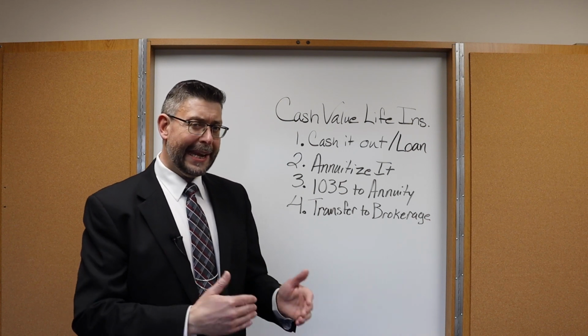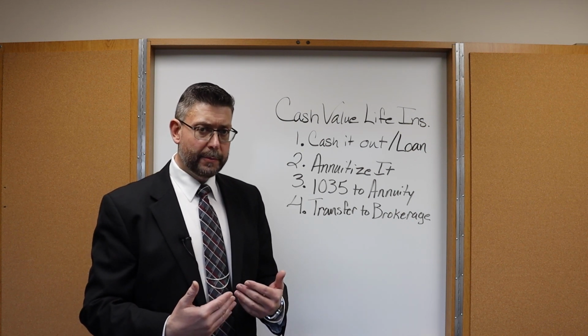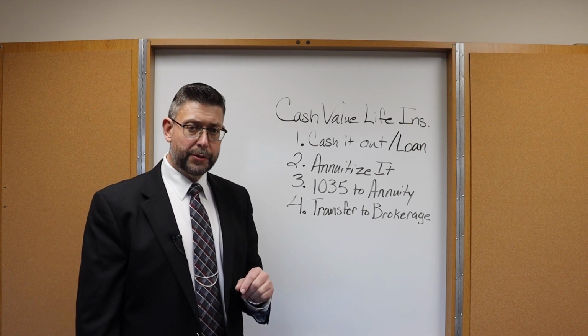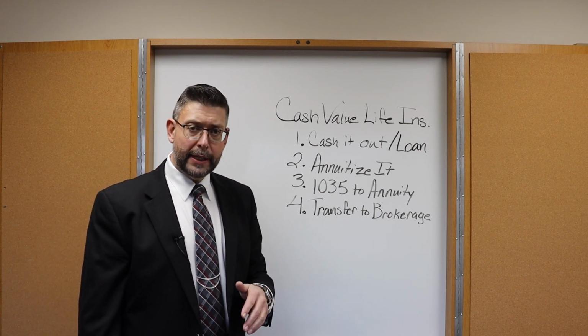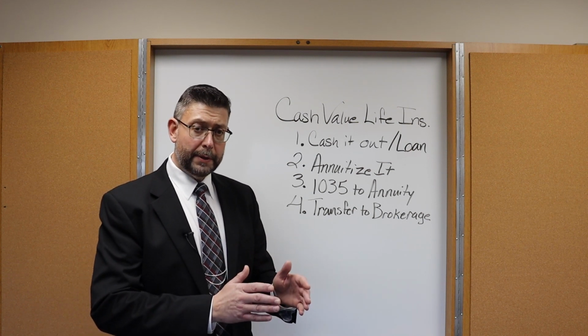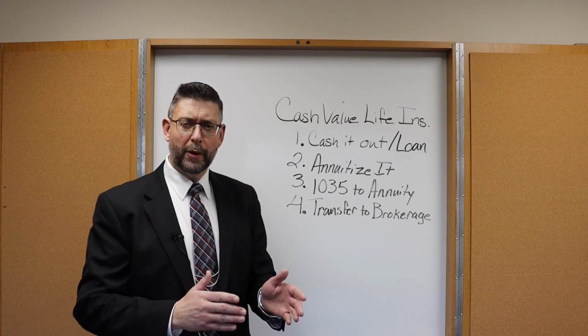So what if you want income, but you still need liquidity? You still want to have access to the money. Well, welcome to something called the 1035 exchange rule. Now, interestingly enough, we can move money from a life insurance policy to an annuity, but you can never move money from an annuity to a life insurance policy. It's like a one-way valve.